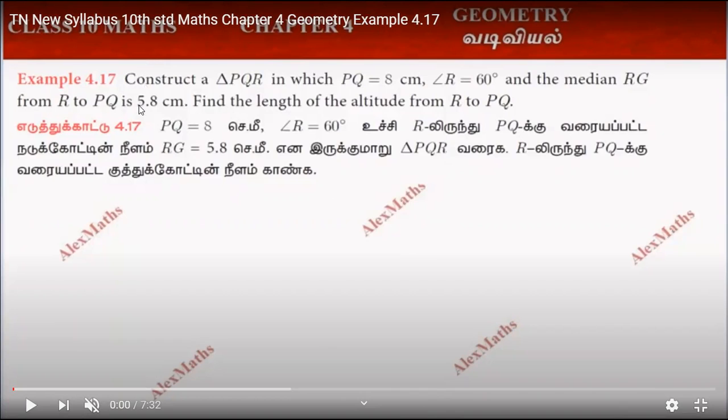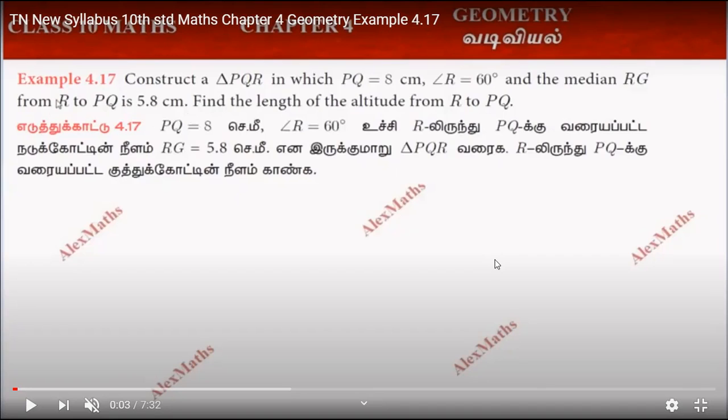Construct a triangle PQR in which PQ equal to 8 centimeter, angle R is equal to 60 degree and the median RG from R to PQ is 5.8 centimeter. Also, we have to find the length of the altitude from R to PQ.